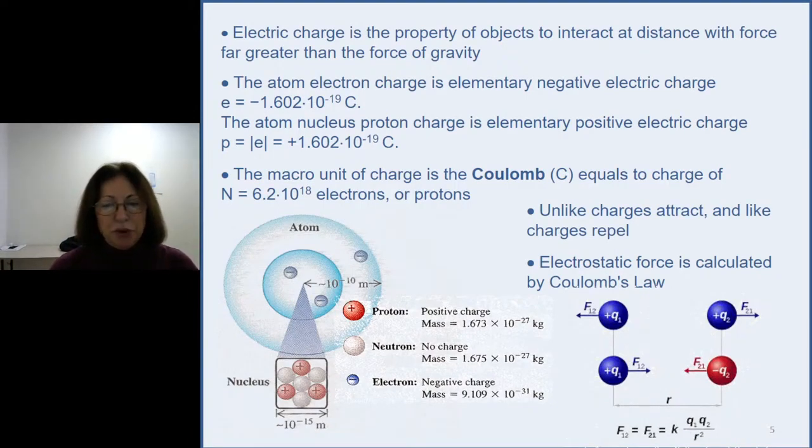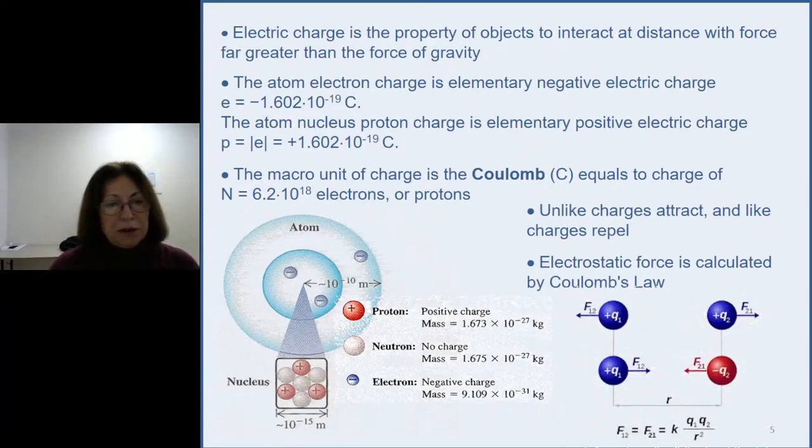And the positive one may be found at the nucleus of the atom of the substance, and it is prescribed with the positive plus sign. And look here, you can see the magnitude of the elementary charge. It is 1.602 times 10 to the power minus 19 coulomb.